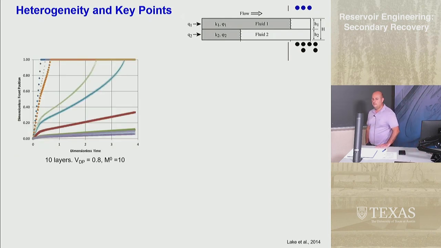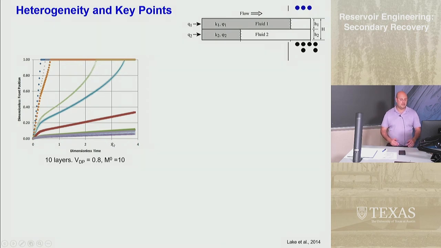So heterogeneity matters, and that's what we showed. We had 2 layers, they had different permeabilities, and so you had preferential flow in one or the other. Here's a case where I had 10 layers, a Dijkstra-Parsons coefficient of 0.8. Remember, Dijkstra-Parsons coefficient is a measure of heterogeneity. 0 is perfectly homogeneous, 1 is perfectly, infinitely heterogeneous. And now we've got a mobility ratio of 10 again.